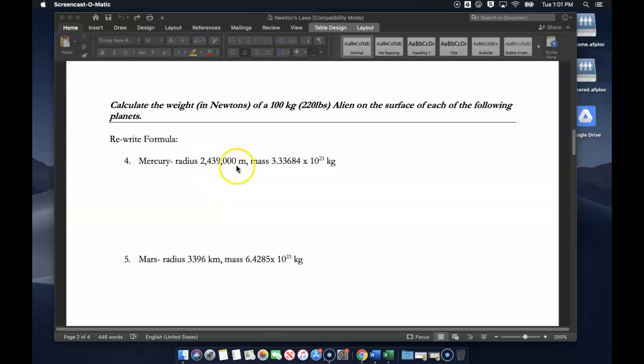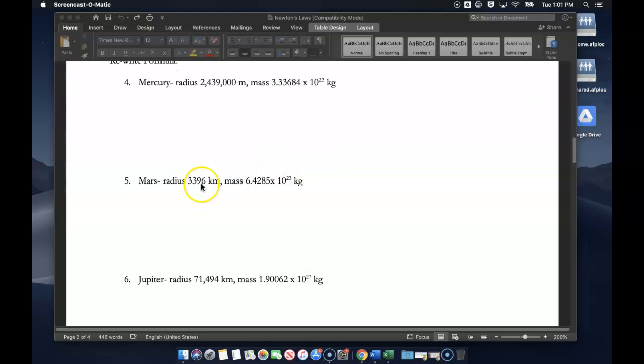And here's the radius of the planet. It's in meters. Here's the mass of the planet, Mercury, in kilograms. And you have 100 kilograms as the mass of your alien. And that's all the information you should need. The same thing will be done for Mars and Jupiter.